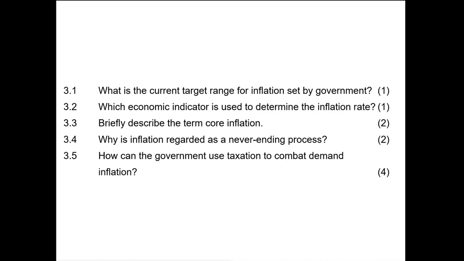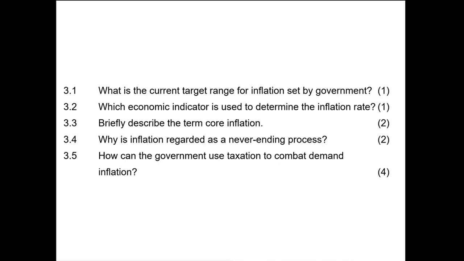It boils down to the fact that when workers demand higher wages, it puts pressure on the economy, because as soon as they are earning a higher income, they have more disposable income, demand increases, and supply might not increase simultaneously, and this will lead to inflationary conditions and hence an increase in prices, and that's why inflation is regarded as a never-ending process.